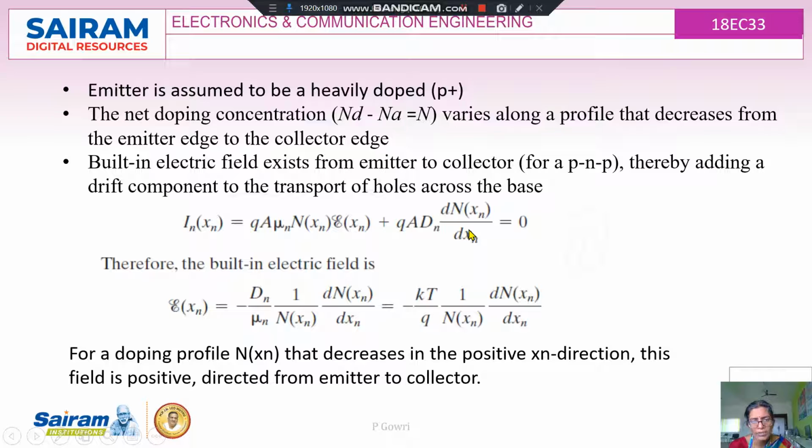The built-in electric field can be found by equating the current to 0, and we find that E of xn is equal to kT by q into 1 by n of xn, d n of xn by d xn. For the doping profile n of xn that decreases in the positive xn direction, this field is positive because minus of minus gives plus. Hence the electric field will be directed from the emitter to the collector region.